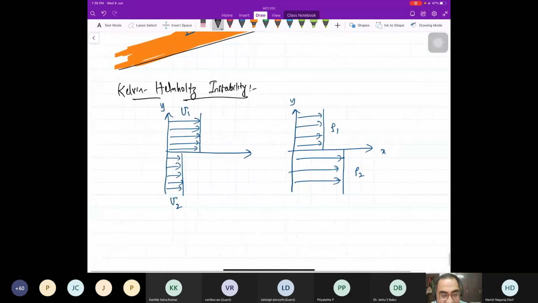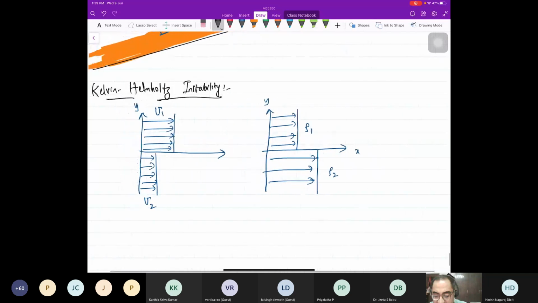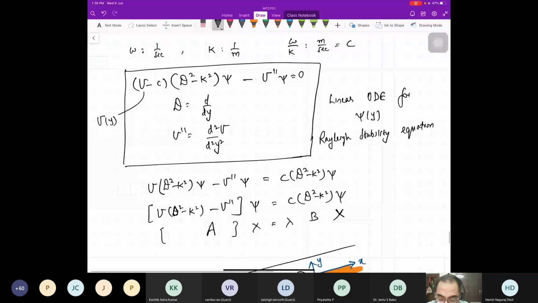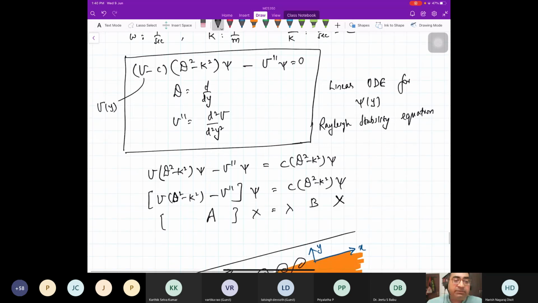If you look at the Rayleigh equation, in general, this is a linear ODE but with variable coefficients, correct? Now, how do I make it into a constant coefficient equation? All I have to do is simplify this capital U. Capital U is a function of y, correct? If I make capital U a constant, then it is a constant coefficient equation. That's exactly what we have done with this profile.